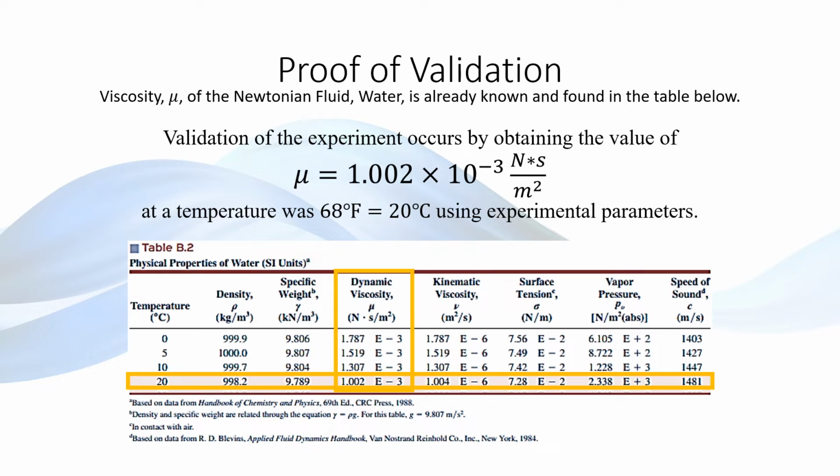Proof of validation. To validate and verify Newton's law of viscosity, the empirical data collected from the experiment will be used to calculate the viscosity, the Greek letter mu. Viscosity of a Newtonian fluid, such as water, is a fluid property that is well known and easily accessible in any source. Using table B2 from the Fundamentals of Fluid Mechanics textbook, we can validate the experiment by obtaining the value of mu, viscosity, which is 1.002 times 10 to the negative 3 Newton seconds per meter squared at a temperature of 68 degrees Fahrenheit, which is equivalent to 20 degrees Celsius.